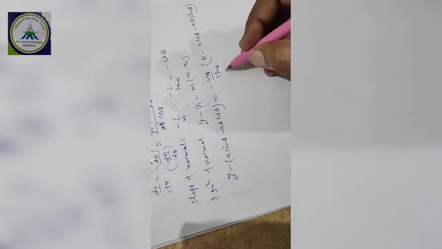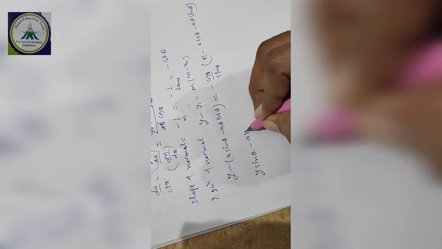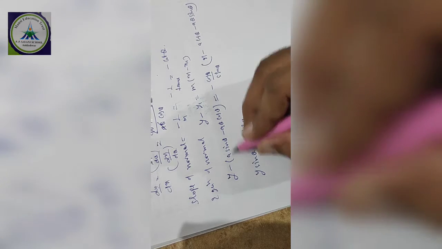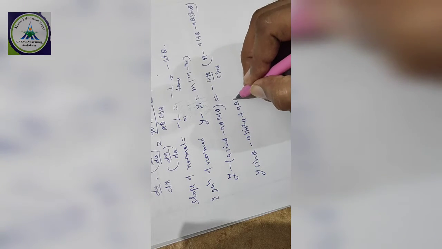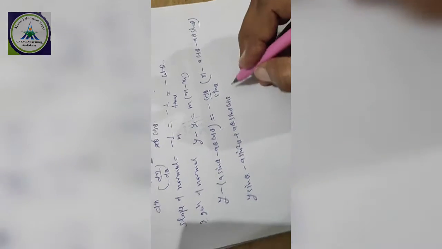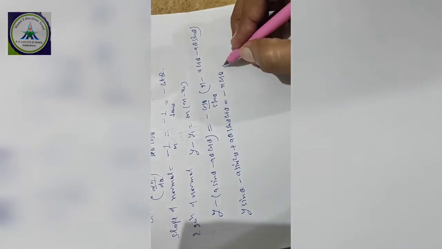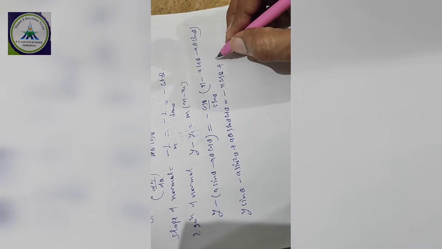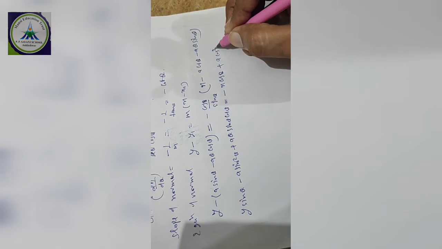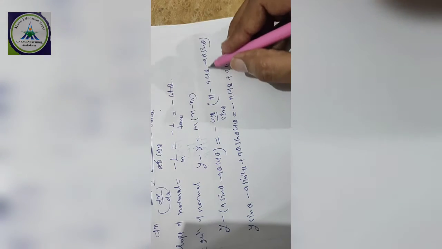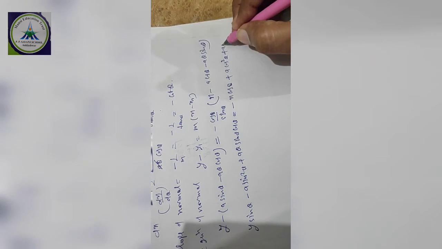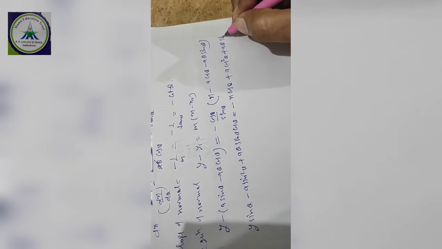So I just cross multiply: y sin theta minus a sin square theta plus a theta sin theta cos theta equals minus x cos theta plus a cos square theta minus a theta sin theta cos theta.